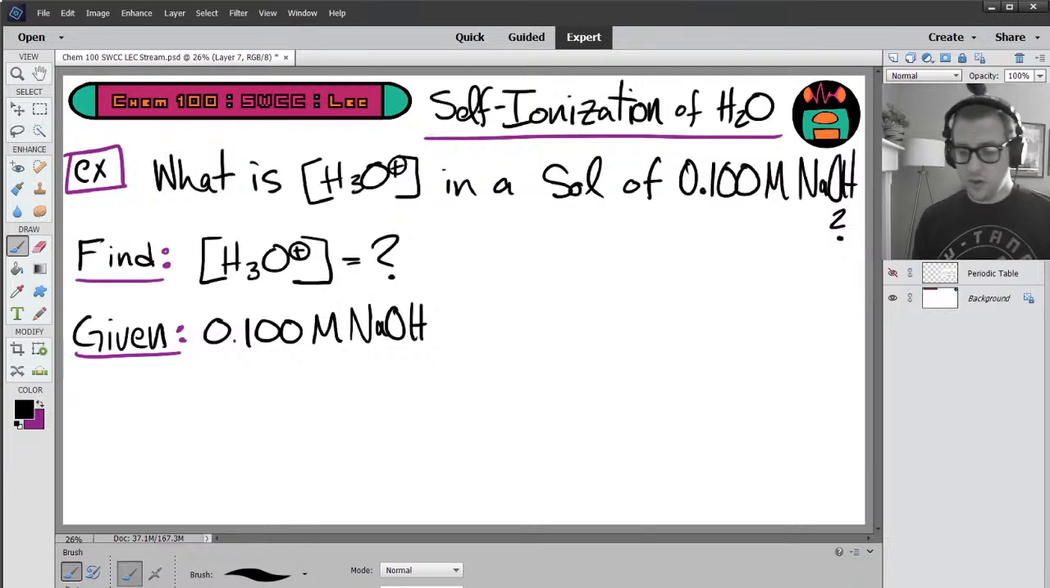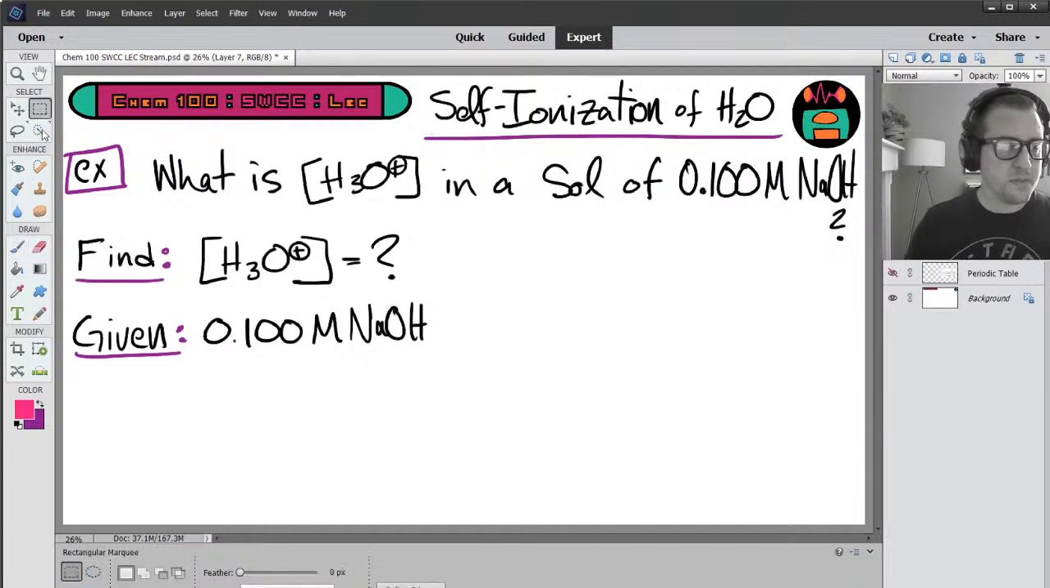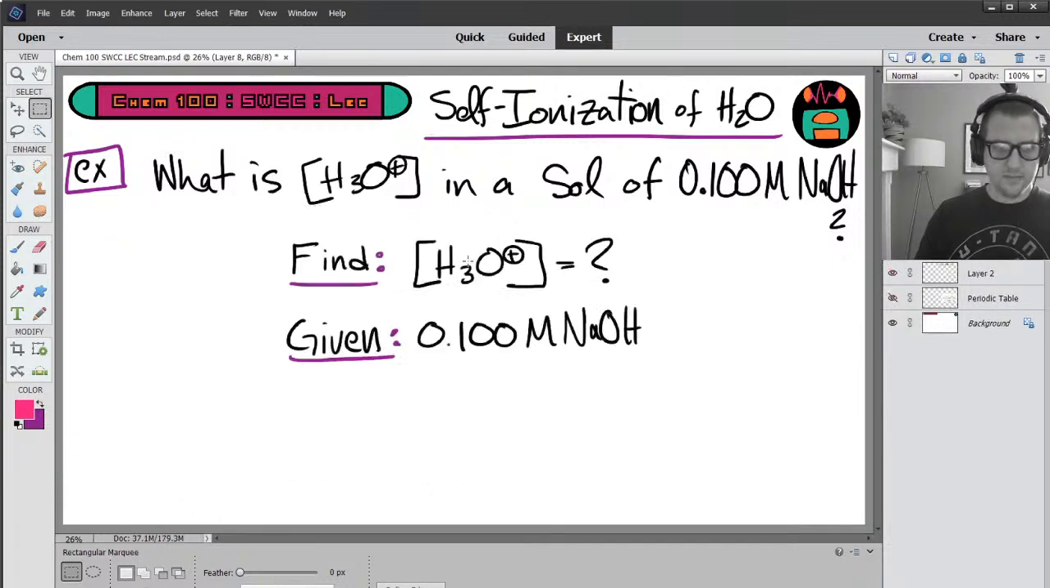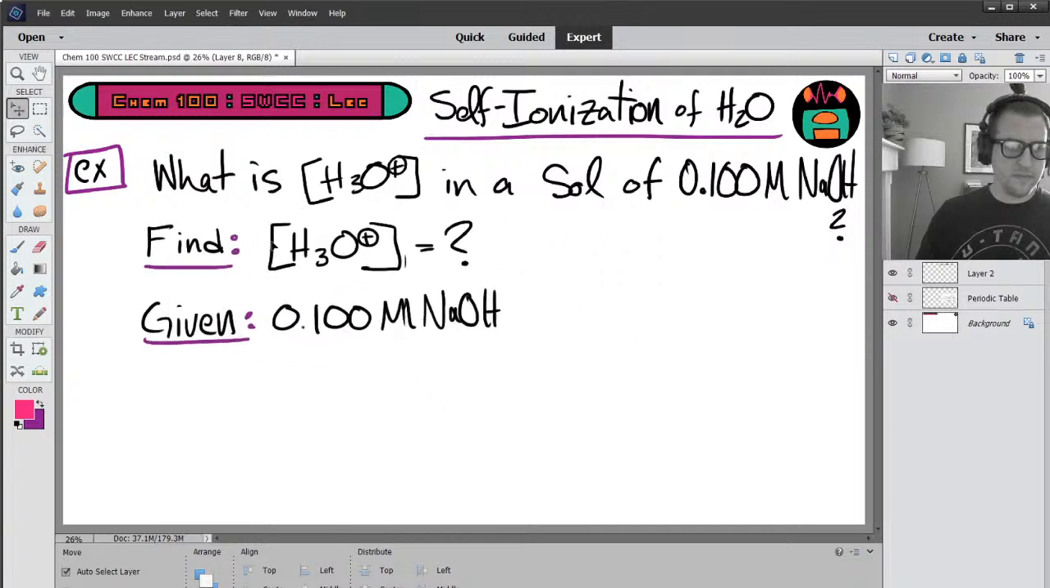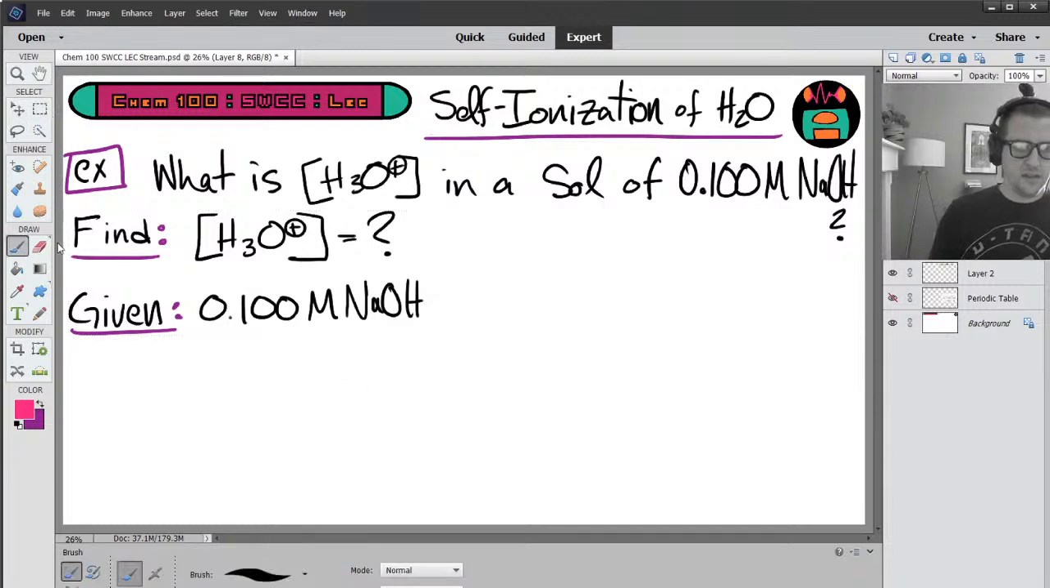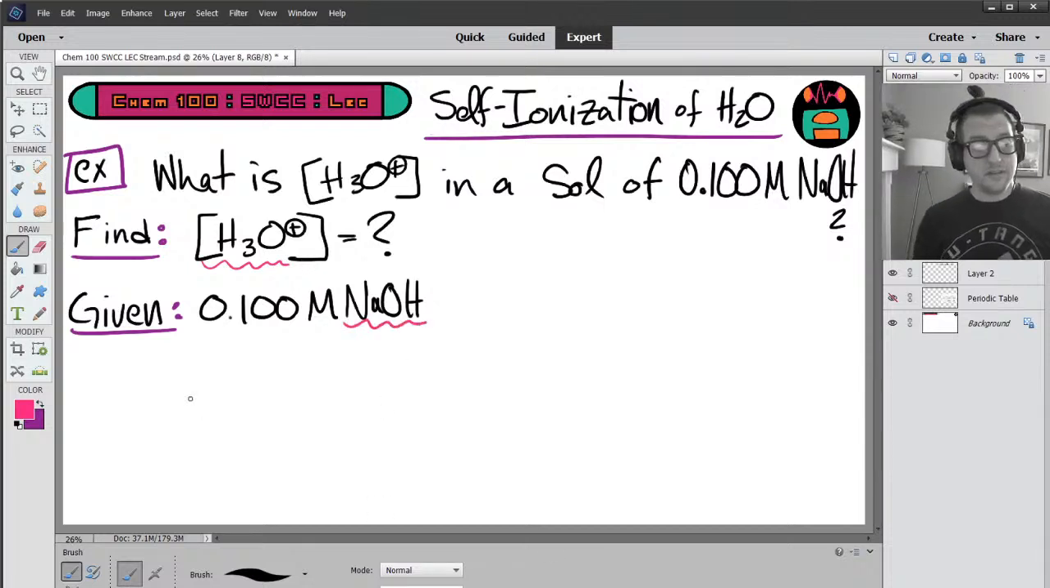Now, if you're thinking, oh, it feels... Wait, hang on one second. I forgot to put this in a new layer. There we go. All right. If you're thinking, oh, it feels a little fishy that we're being asked about acid and we're given a thing with sodium hydroxide, that's good.